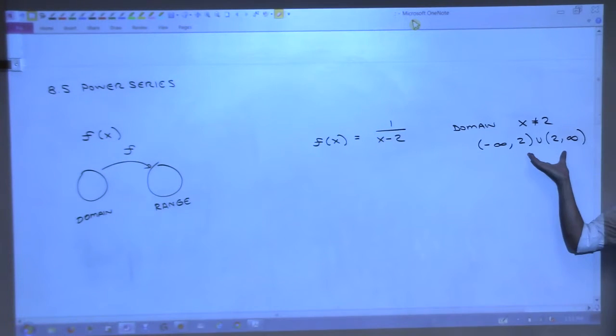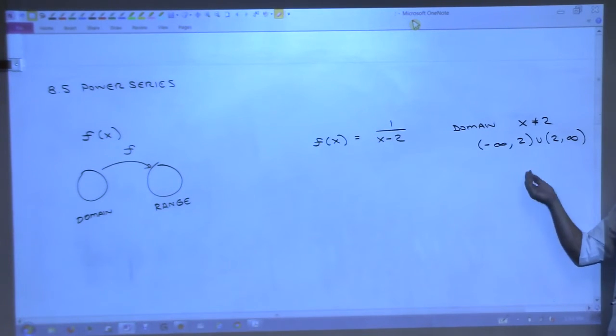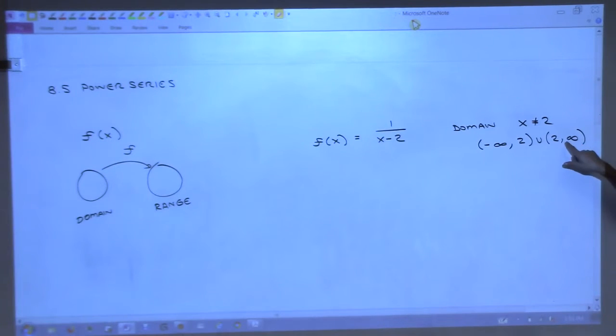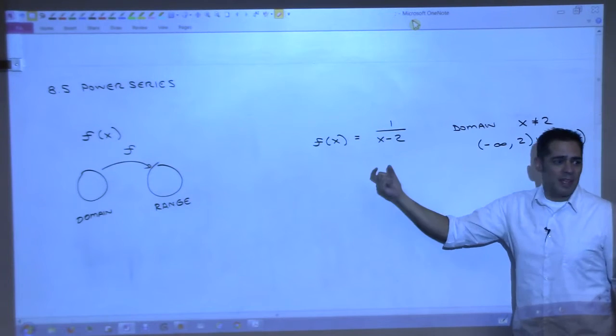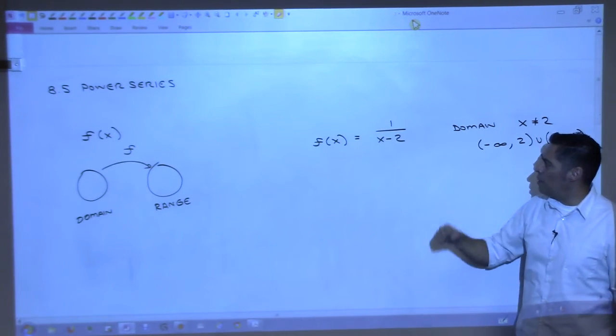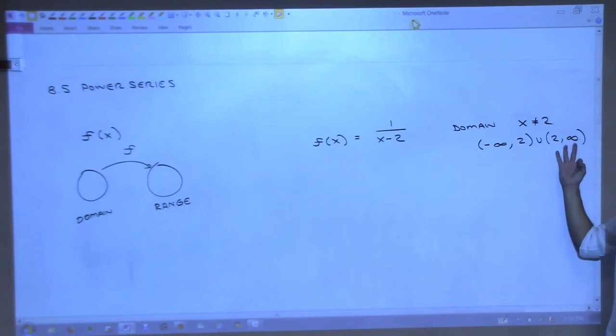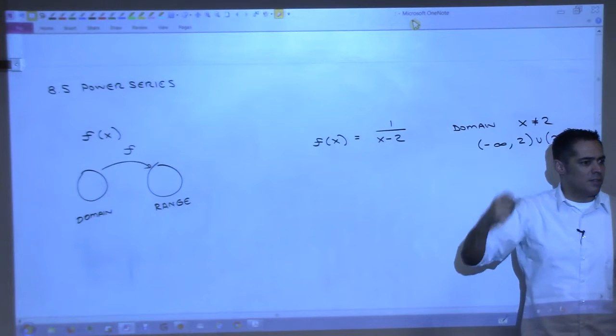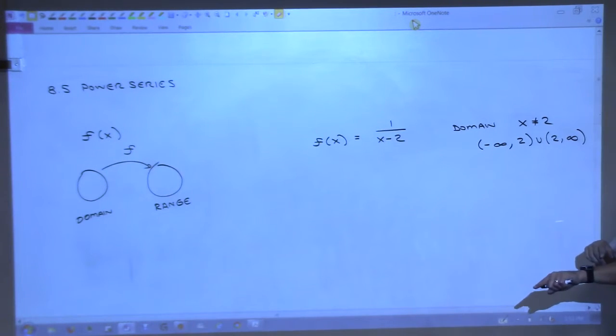Does that make sense? You've seen that notation before. It's everything up to 2, skip 2, 2 forever. So that would be the domain of that function. And that means if I take a number out of here and plug it in, this function makes sense, and it is going to give me an answer. So if I plug in 3, 3 comes from here, 3 goes in here, 1 over 1, so you plug in 3, it spits out 1.